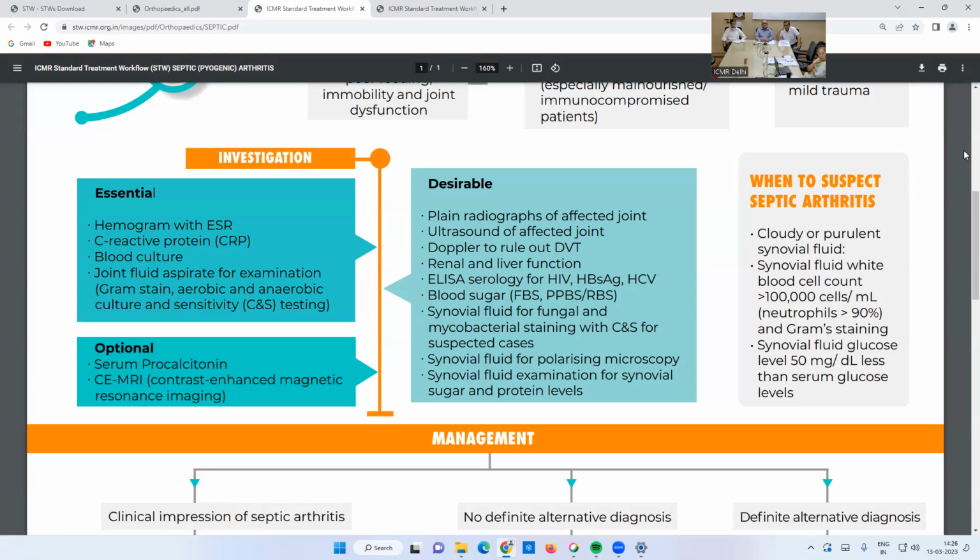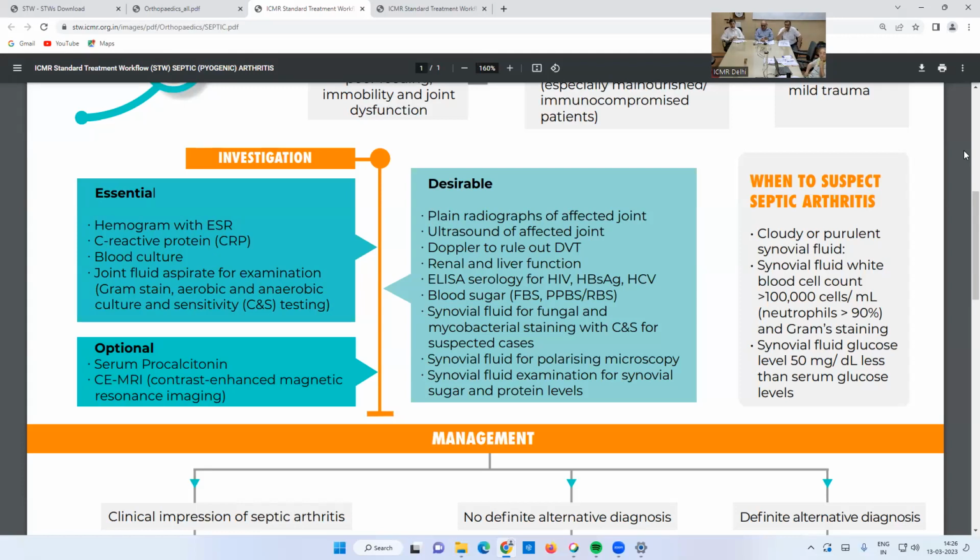Then the synovial fluid culture. Synovial fluid can also be sent for fungal and microbial staining, though in acute cases it is rare, but we can send it for that. And the synovial fluid can also be sent for polarizing microscopy to look for other causes of acute pain, and also for synovial sugar and protein levels, because the sugars can be down and protein can be raised in cases of pyogenic infection.